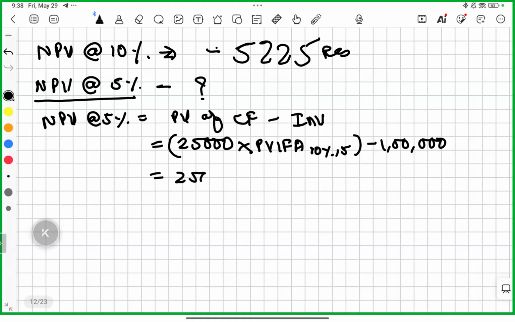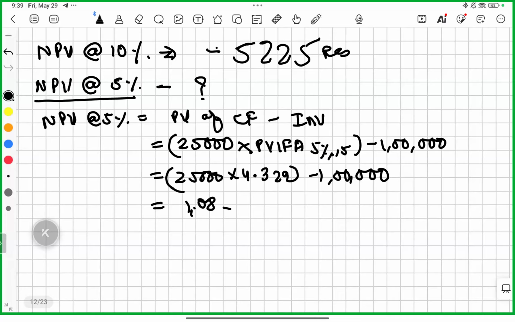Check table D, not 10%, sorry, 5% for 5 years. 5% 5 years is 4.329. So 25,000 into 4.329 minus 1 lakh. That is 1,08,225 minus 1 lakh. It is 8225.